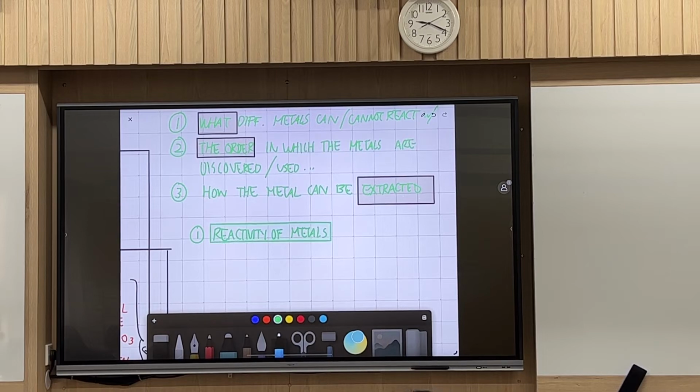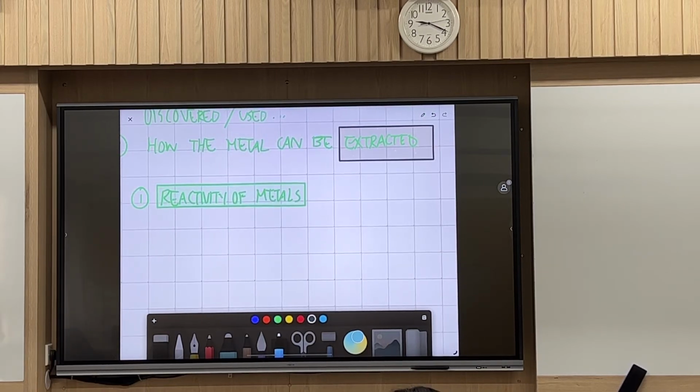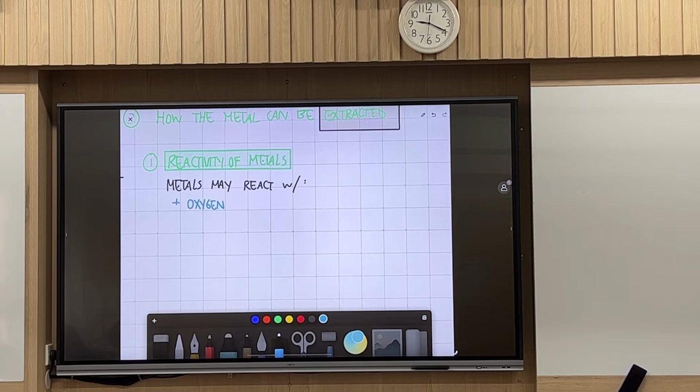So metals generally react with the following things. Metals may react with, I said may because it also depends on the reactivity. Number one, oxygen to form oxide. So metal plus oxygen forms metal oxide. It can also react with water to form oxide or hydroxide. So metal hydroxide. Do you remember hydroxide?